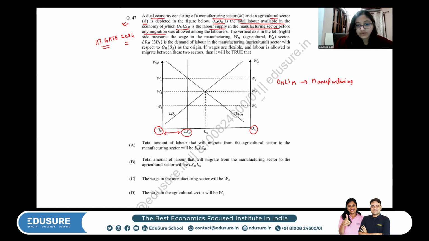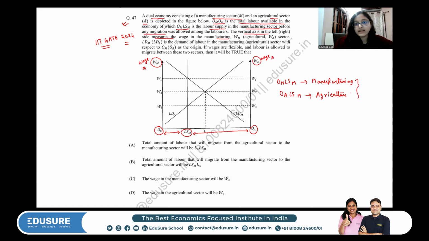So what is the amount of labor employed in the agricultural sector? That will be OA LSM, the rest of the portion basically. So this entire labor will be employed in the agricultural sector initially, when the migration was not taking place. So this was the pre-migration scenario. Now, the vertical axis on the left and the right side measures the wage in the manufacturing sector and in the agricultural sector. So this is the wage in the manufacturing sector and this is the wage in the agricultural sector.